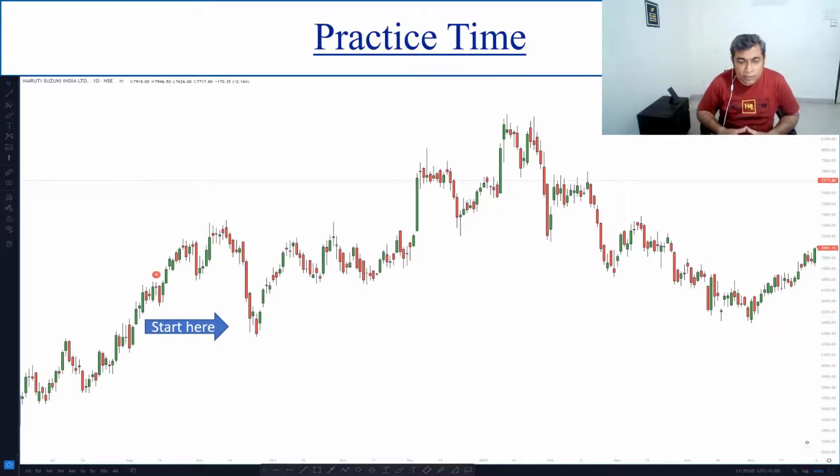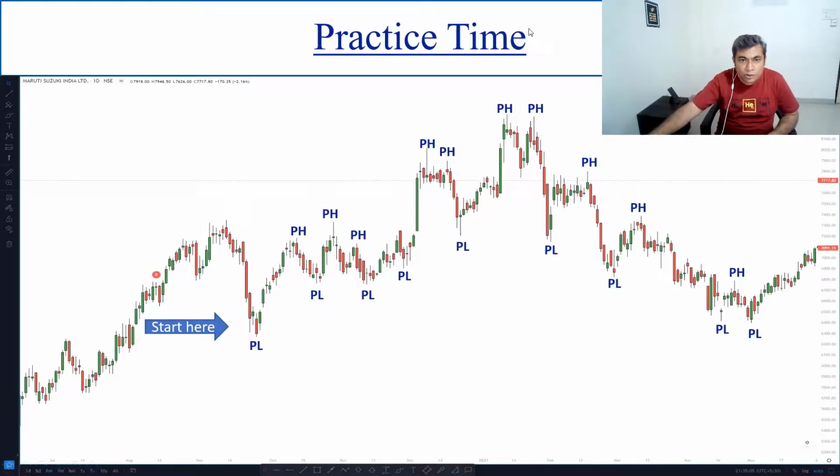First of all, let me mark all the pivot highs and lows here. Now all the pivot highs and lows are marked. Let's see what has happened in this chart. As we start from here, this is a pivot low. Why is it a pivot low? Because we have the recent low here, and then a new pivot high above this point, which is why it is marked as a pivot low.